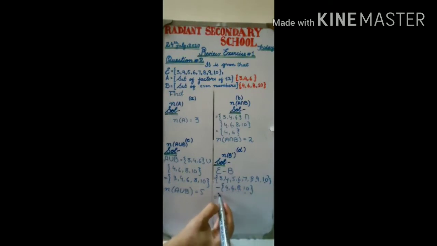When we subtract this, the remaining elements are 3, 5, 7 and 9. Now count these elements. 1, 2, 3, 4. 4 elements are there. So it means number of elements in B complement are 4.